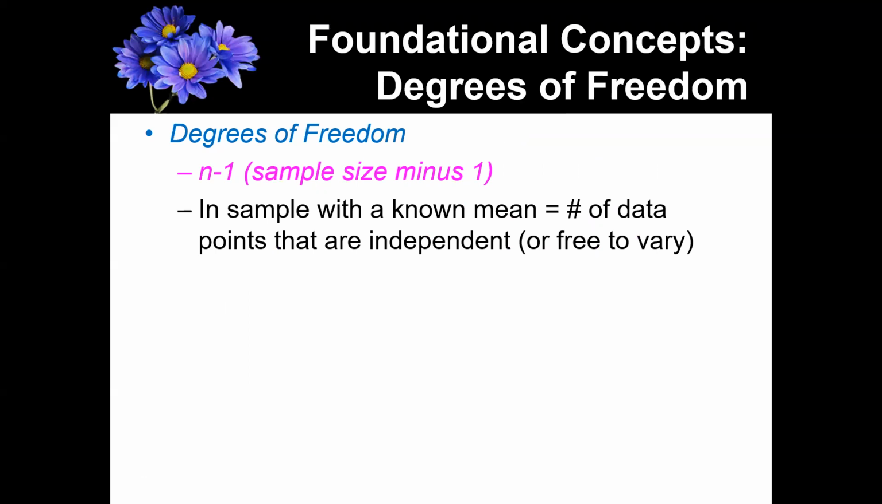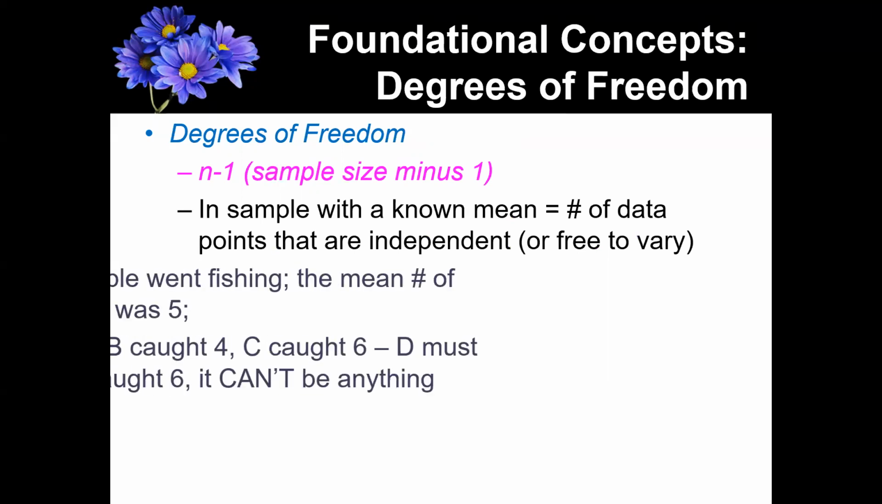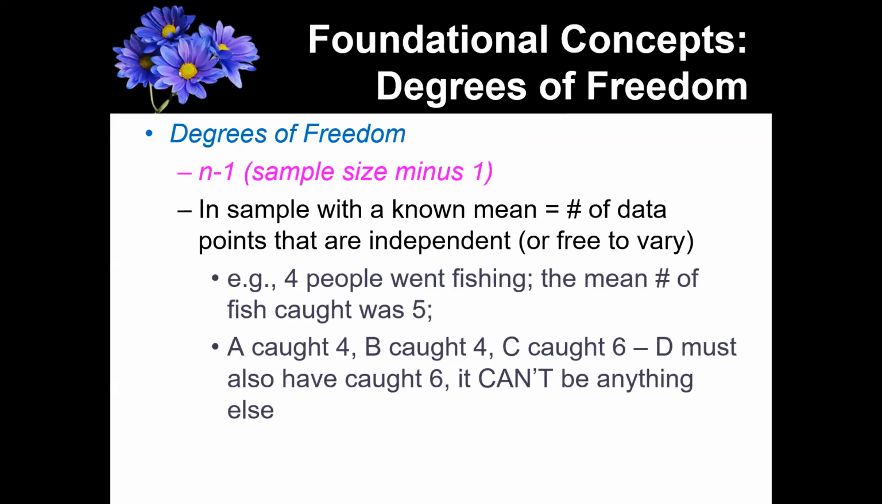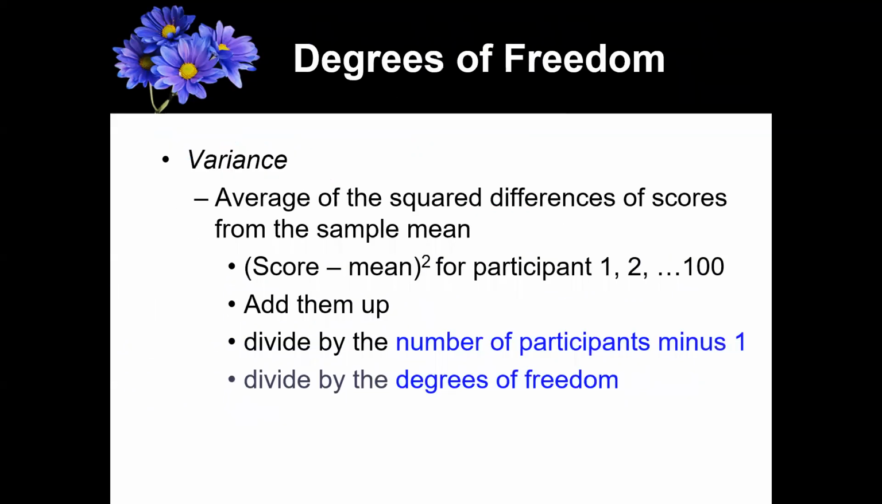Another thing we factor in is degrees of freedom. This is just n minus 1, or sample size minus 1. Don't really worry about this. It's not very important. It's just where, in a sample with a known mean, this many points of data are independent or free to vary. So if you had 4 people go fishing, and the mean number of fish caught was 5, don't worry about this. It really doesn't matter that much. Basically, it just affects the distribution, but you don't have to know the logic behind it really.